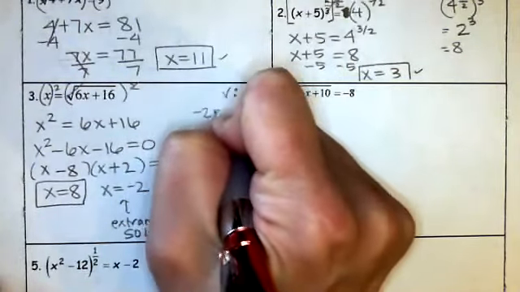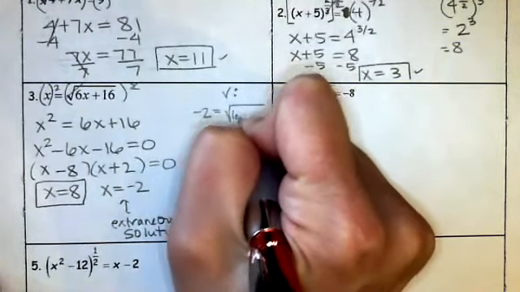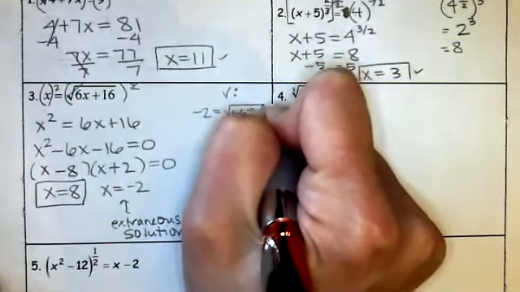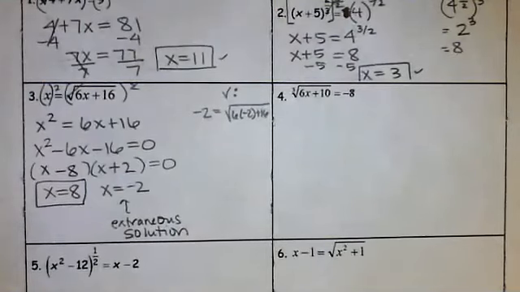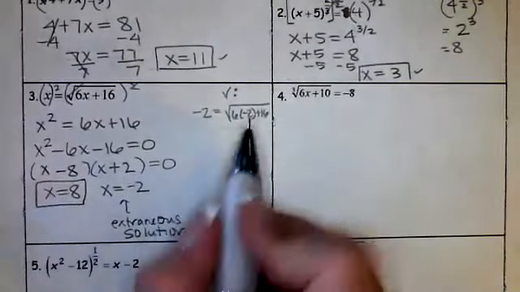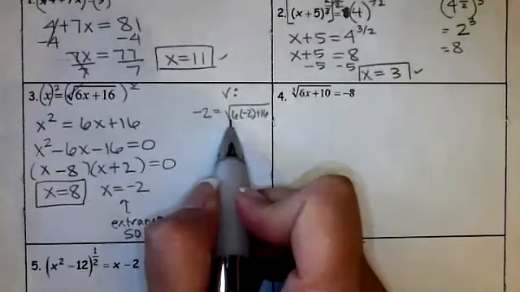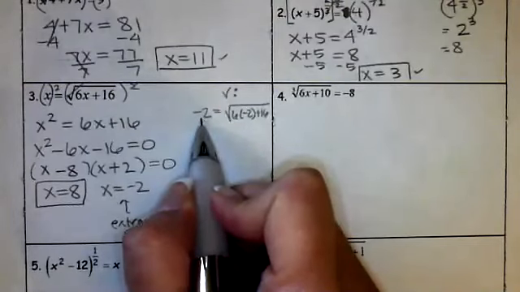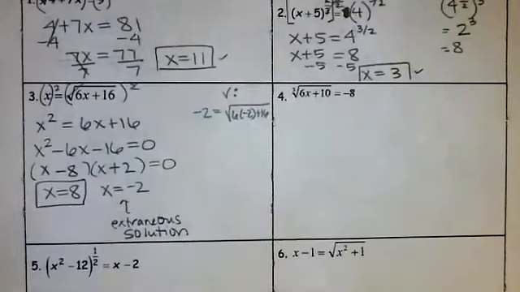work. Negative 2 is equal to the square root of 6 times negative 2 plus 16. As soon as I get to this point, I don't even need to go any further, because I know that everything that comes out of the radical comes out as a positive, and this is negative, so there's no way that that's going to be a true solution, so I knew it was gone at that point.